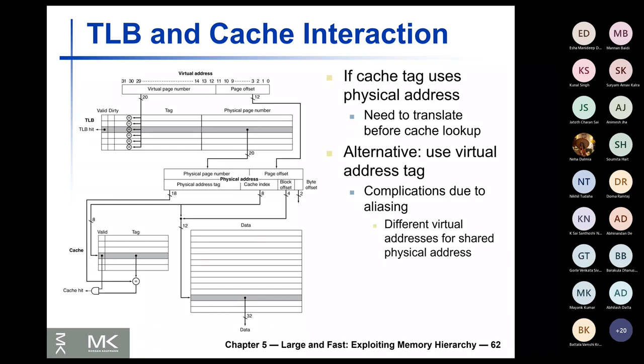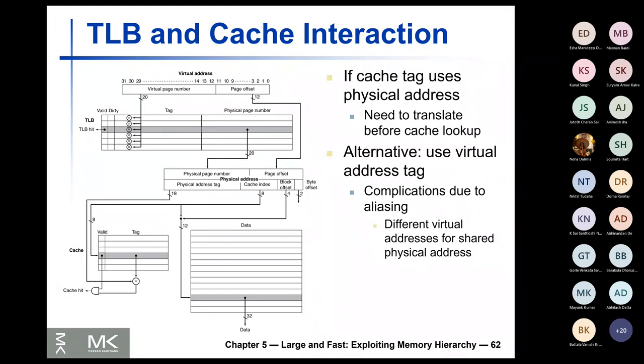And finally, another thing: this is a scheme which shows virtual address tags are being used. Okay, there is also an alternative. This is the cache tags being using the physical address, and so translation happens before the cache lookup. So this is kind of more easily understandable.